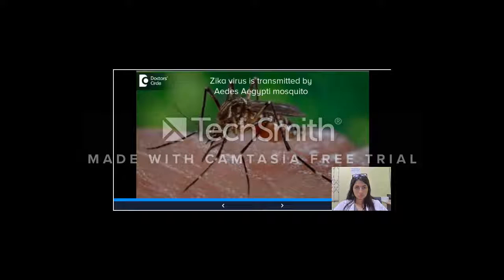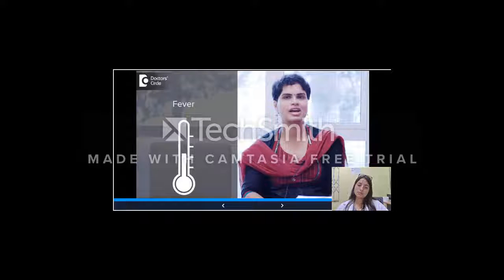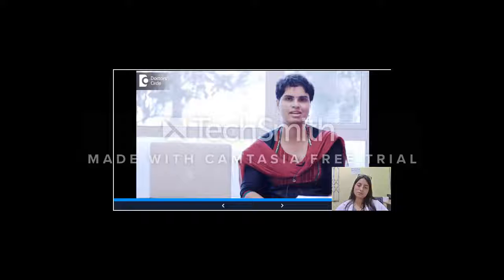Aedes aegypti mosquitoes are basically day breeders. They bite during the day. So people can be affected by the virus, but it has a very short course of illness. Basically, the features can be that you can have fever, body ache, conjunctivitis, headache, like any other normal viral fever.